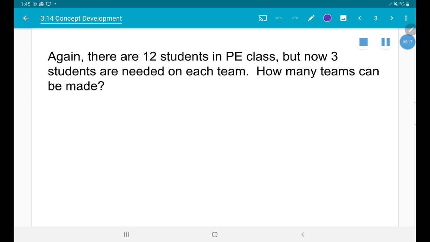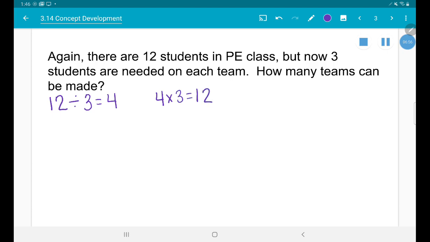All right, let's change that up just a little bit. So again, there are 12 students in PE class, but now 3 students are needed on each team. How many teams can be made? 4. Okay, how did you know that so fast, Daniel? Because it's 12 divided by 4, and 4 times 3 is 12. Okay, 3 times 4 is 12. So this time instead of having 12 divided by 4, we're doing 12 divided by 3, but that's going to equal 4, because we know that 4 times 3 equals 12.